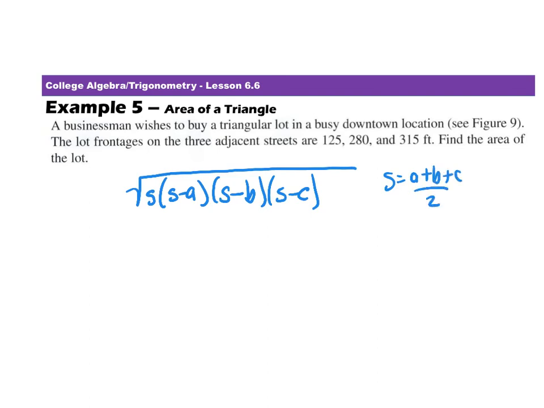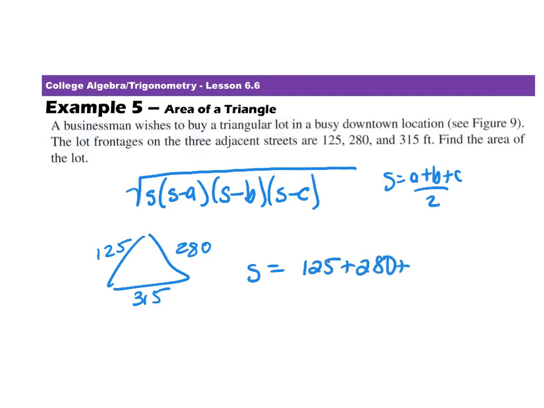So in this case, guys, you don't have the triangle, but you can write it down. 125 is one of the sides, 280 is the other side, and then I have 315, right? Those are my sides. Yes? Okay. So in order to find S, let's do that first. S equals my three sides, 125 plus 280 plus 315, and I have to add those up and divide by 2.